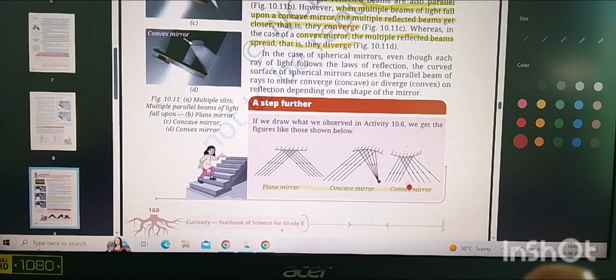And the third one is a convex mirror. What is a convex mirror? The reflecting surface is curved outwards. This is the reflecting surface, this side. It is curved outwards. So when these rays are incident on it, the reflected rays will be scattered, that is, they are said to be diverging.